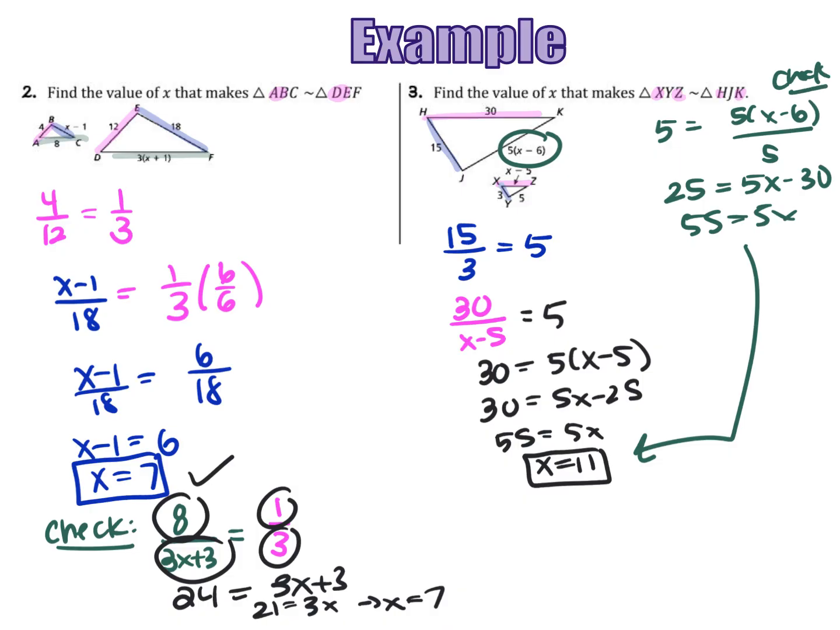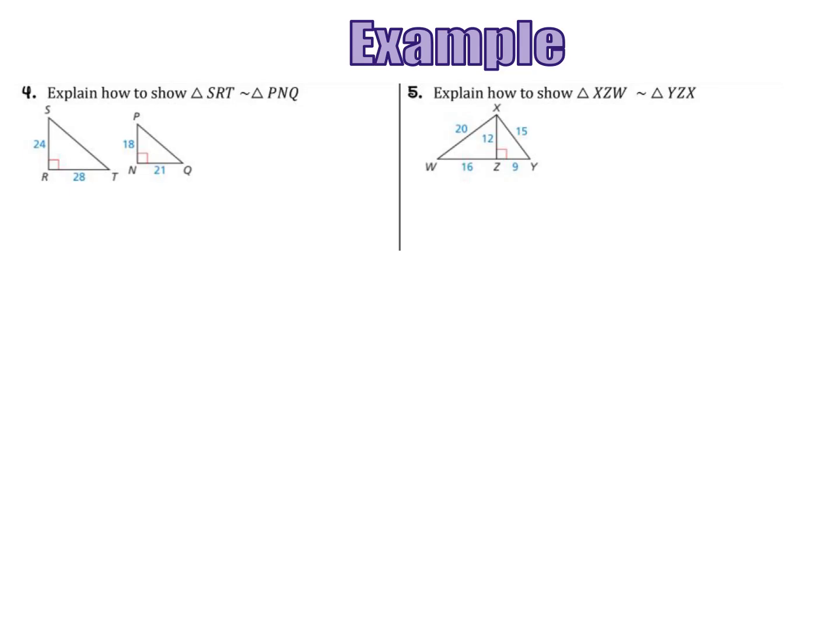Now that we've practiced using those proportions, let's go ahead and talk about how to use the theorems to prove that two triangles are in fact similar. For these examples, we're going to explain how to show that the two indicated triangles are similar. And remember, we have 3 theorems that we can use. We learned angle, angle in the last lesson. We learned side, side, side, and side, angle, side in this lesson. So those are our 3 options.